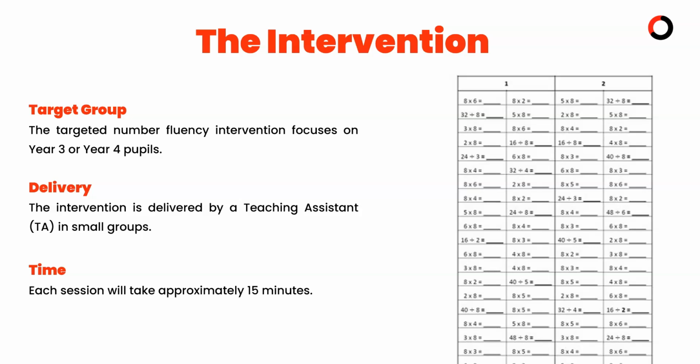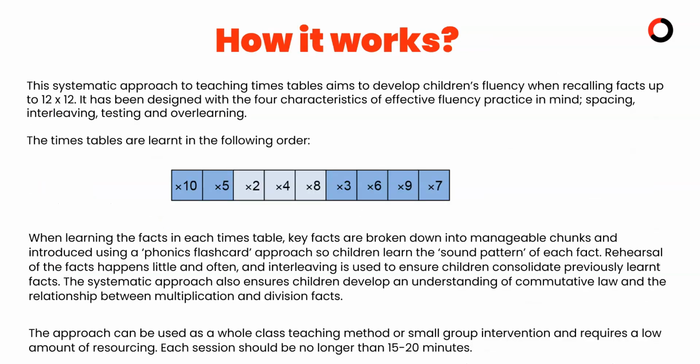So the intervention, it's a targeted number fluency intervention that focuses on Year 3 and Year 4 pupils. The intervention is delivered by a teaching assistant in small groups, and each session will take approximately 15 minutes. How it works. This systematic approach to teaching times tables aims to develop children's fluency when recalling facts up to 12 times 12. It is designed with the 4 characteristics of effective fluency practice in mind: spacing, interleaving, testing, and overlearning.